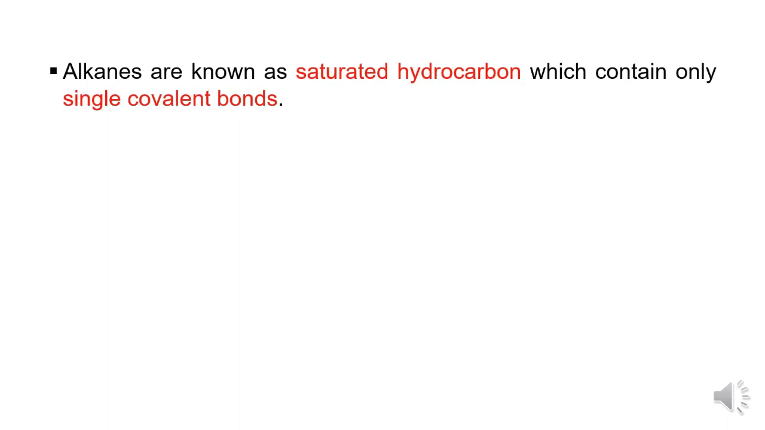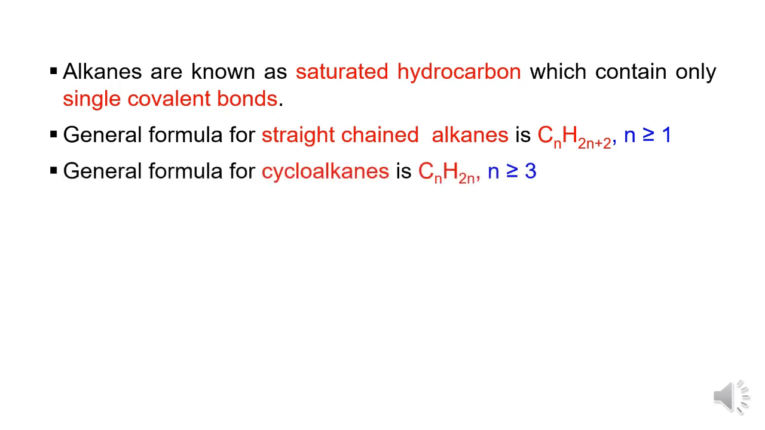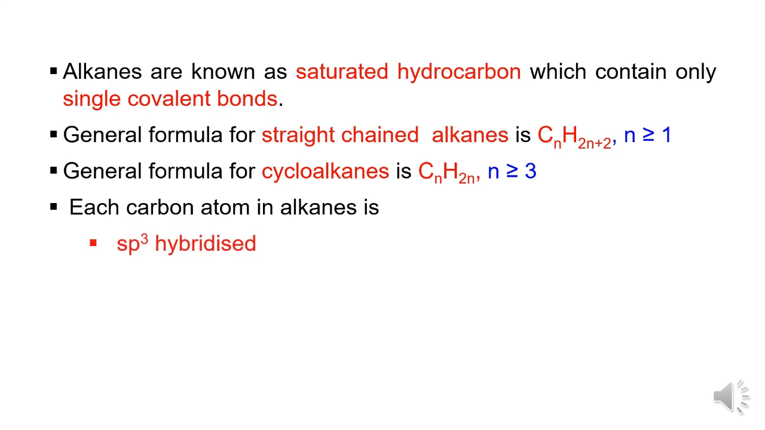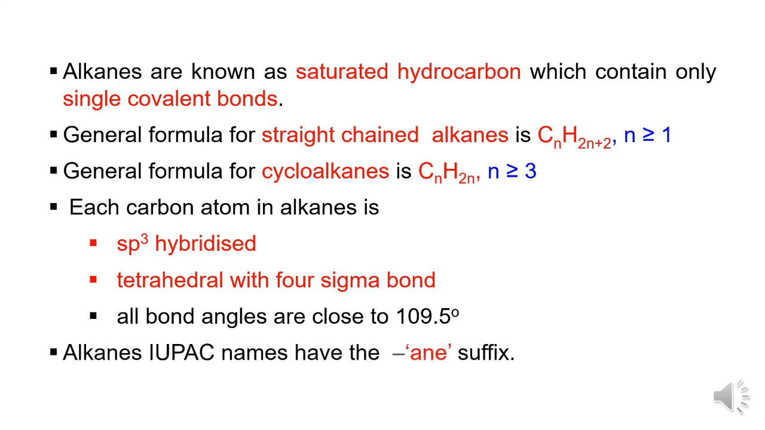Alkanes are known as saturated hydrocarbons which contain only single covalent bonds. The general formula for straight chain alkane is CnH2n+2, where n is equal to or greater than 1. The general formula for cycloalkanes is CnH2n, where n is equal to or greater than 3. Each carbon atom in alkane is an sp3 hybridized carbon atom, tetrahedral with 4 sigma bonds, and all the bond angles are close to 109.5 degrees. Alkanes' IUPAC names have the ANE suffix.